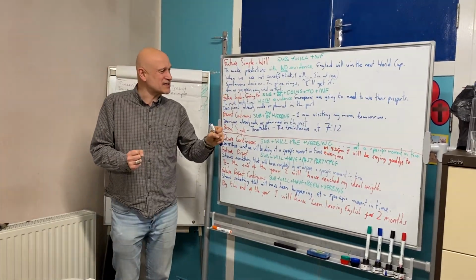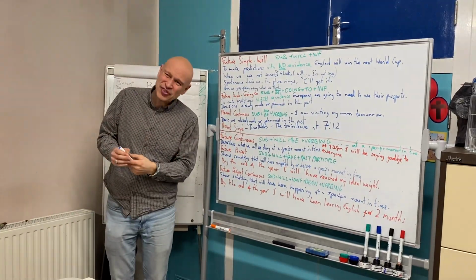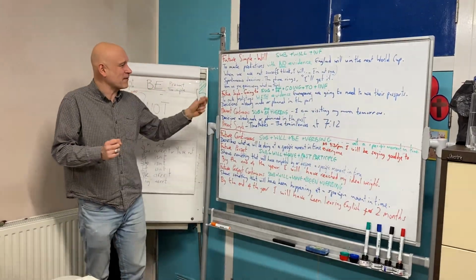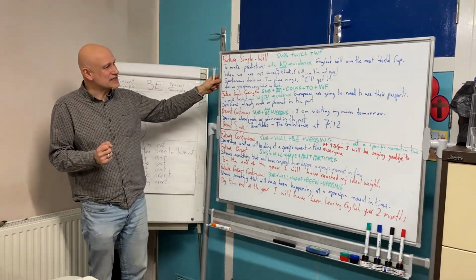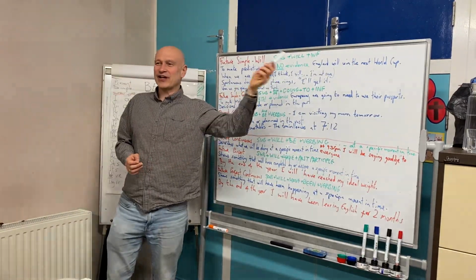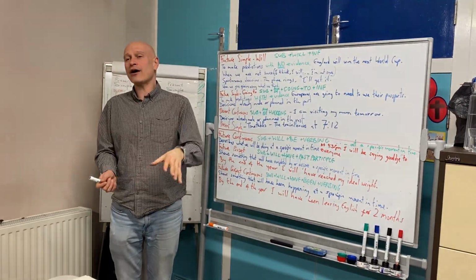When we're not sure about something, I think I'll do this, but I'm not so sure. When we give opinions, say what we think, well, I think we should do this, or I think that will happen, something like that. Spontaneous decisions, this is one of the key reasons with the future with will. My favourite example, the phone rings, I'll get it.